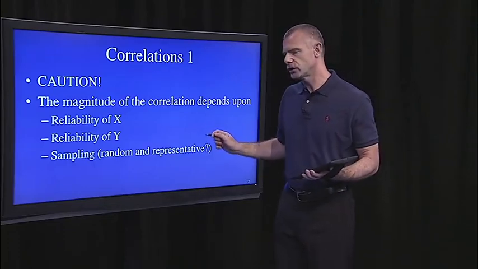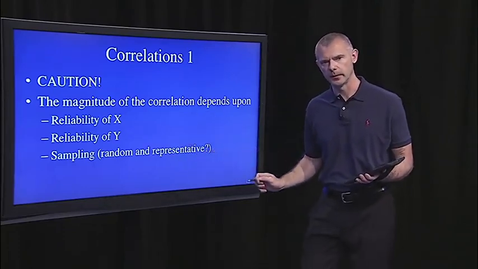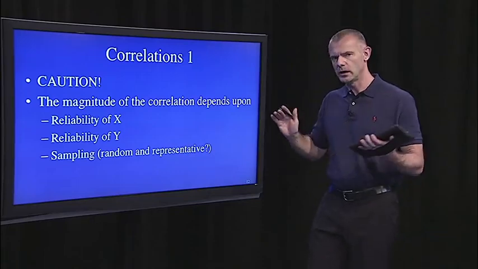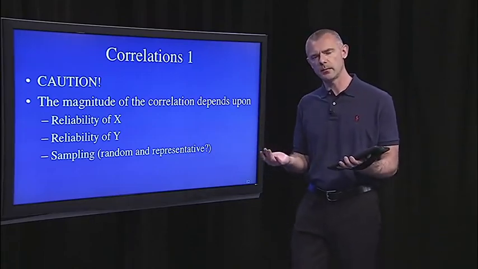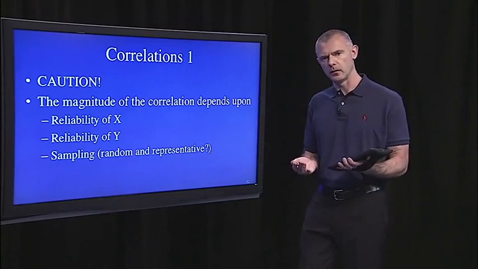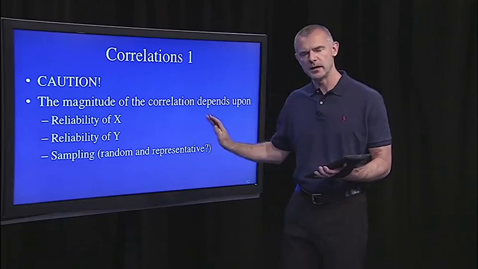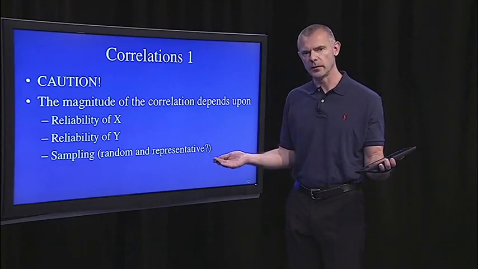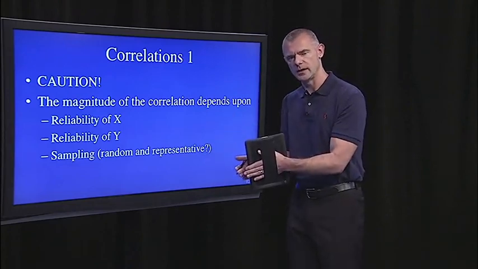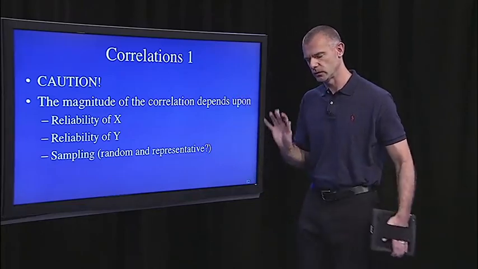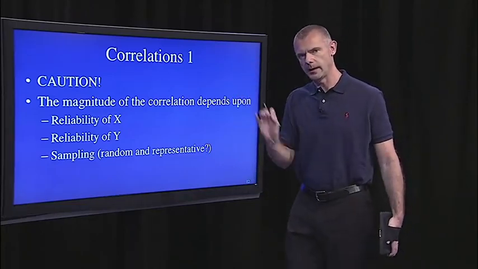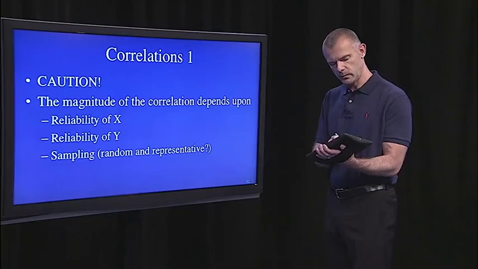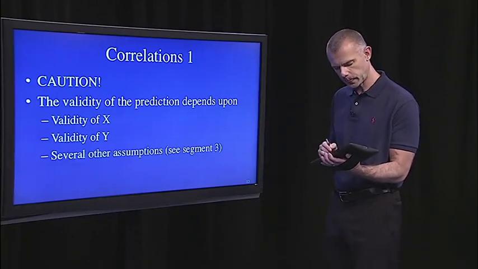But the magnitude of correlation also depends upon sampling, and that's what's illustrated in this first example. You need a random and representative sample to get an accurate correlation estimate. What happened here is I didn't have proper sampling of a range of cognitive abilities, so my correlation was attenuated because I had a restricted range to people who were high on the SAT. So make sure you have random representative sampling, particularly for correlations.